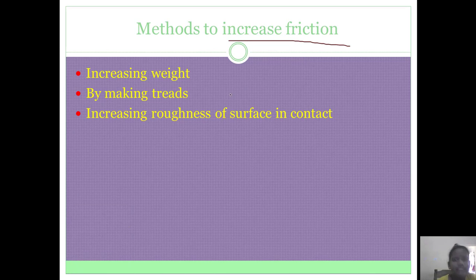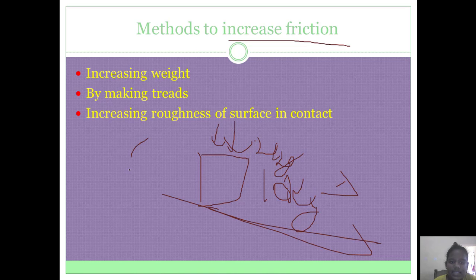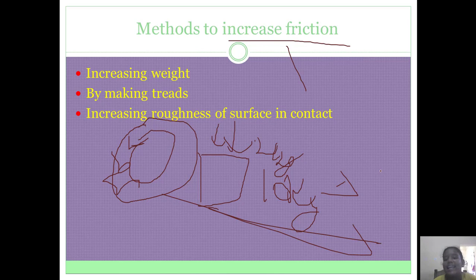Suppose I want to increase friction in some place. First, you can increase weight. When you increase the weight, there will be more friction. Suppose this is 10 kilo and I want more friction, I just put on 2 more kilo and move it, and there will be more friction. Second, by making treads. You often see in tires a V-shaped pattern, called treads, which is used to increase friction. Third, increasing roughness. Roughness is the main reason which causes friction, so you can increase the roughness.